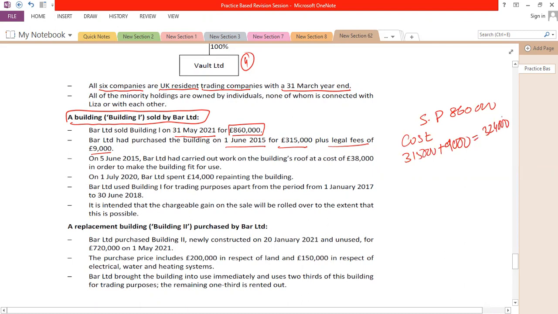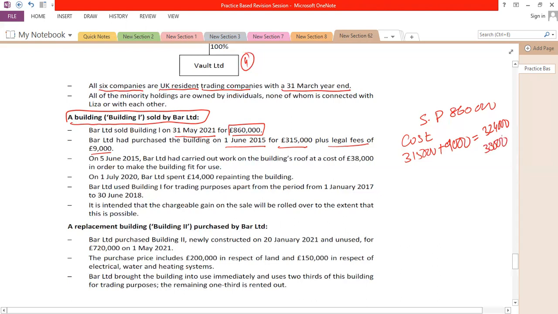On 5th June, Bar Limited carried out work on the building's roof at a cost of 38,000 in order to make the building fit for use. Remember, only capital expenditure is allowed. So is it capital expenditure, 38,000 on working on the building? The point is to make the building fit for use. Yes, it's a capital expenditure, right? So further 38,000 as well.